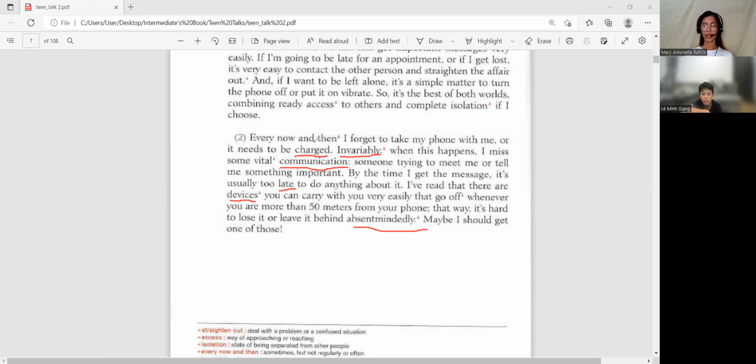Now let's try to correct those underlined words. We read this one as charged. Charge. Yes. This one is invariably. Okay, again, I'll repeat. Invariably. Very good. This one, you read the vital very good. And this one is communication. Very good. How do we read this one again? Late. Yes, it's like this. Late.